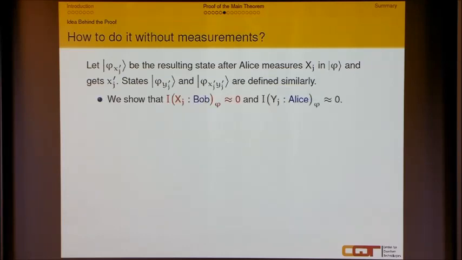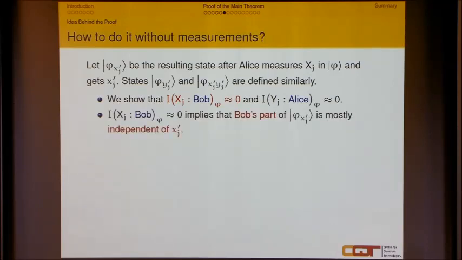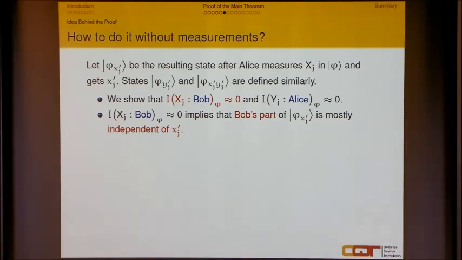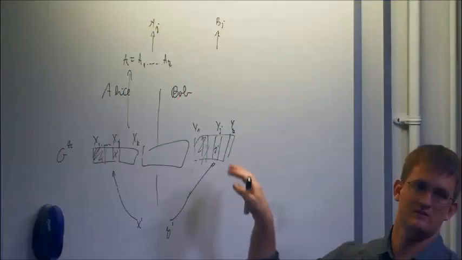What we show is that in the superposition state that I showed previously, the mutual information between the question in the j coordinate and whatever Bob has is almost zero. Similarly, the mutual information between Bob's question and Alice's state is also almost zero. Basically, there exists a coordinate for which this is true. What this means is that if the mutual information between the question of Alice and the state of Bob is zero, then Bob's part of the post-measurement state is independent of the actual outcome of the measurement. Whatever outcome we get in this coordinate, it won't change Bob's part of the state much.